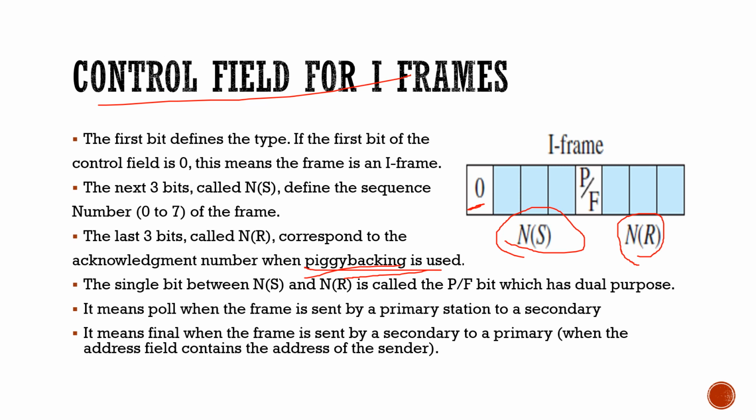So at the center we have a single bit called P/F. This is for dual purpose. P means poll, F means final. Poll means the primary station is sending data to the secondary station. Final means the secondary station is sending data to the primary station. So in that case, we say it as P/F, where P means poll and F means final.